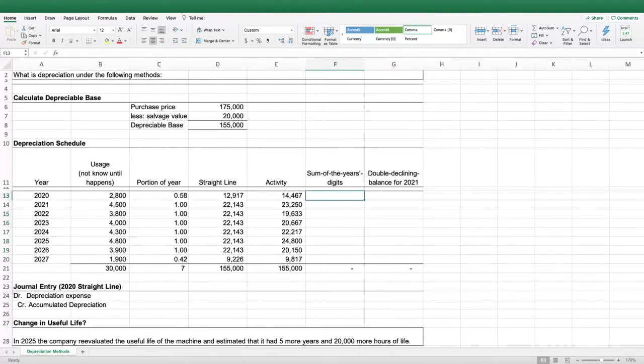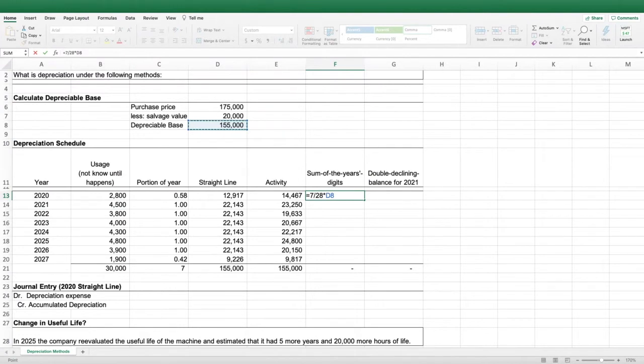My first year, we use the number of years remaining at the beginning of the year. So in my first year, I'm going to have 7 years remaining out of 28. So that is my rate. I'm going to multiply that times my depreciation base.